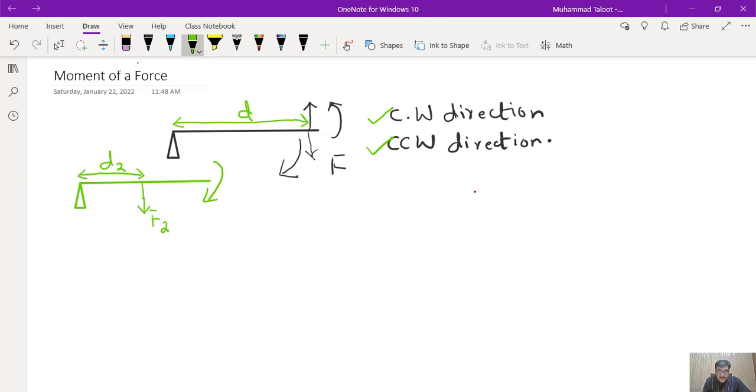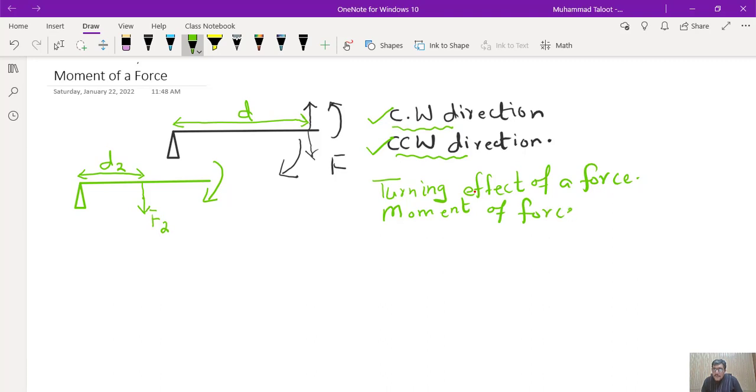So such movements, either in the clockwise direction or in the counterclockwise direction, are known as turning effect of a force. It is also known as moment of force. Or you can say that this is a torque. So, what is moment of force? What is torque? It is just the product of distance and the force which you are applying.